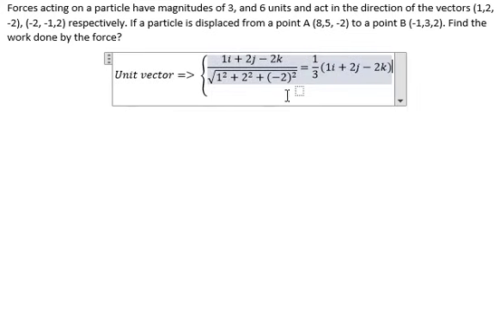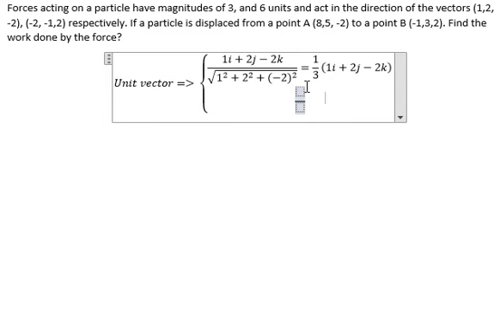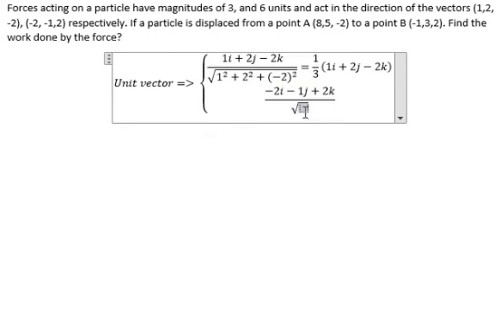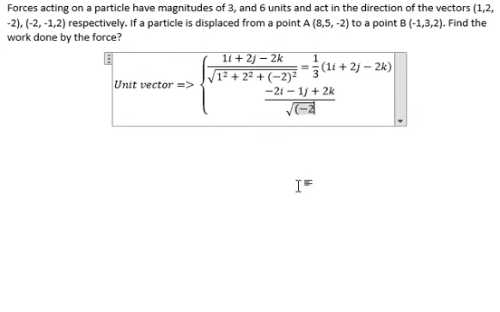Similarly for this one, we have -2i minus j plus 2k, and we have (-2) squared plus (-1) squared plus 2 squared, and we got 1 over 3 multiplied by this one.